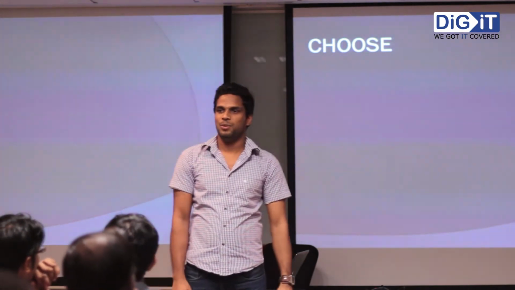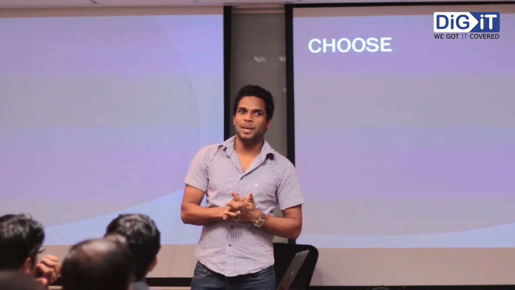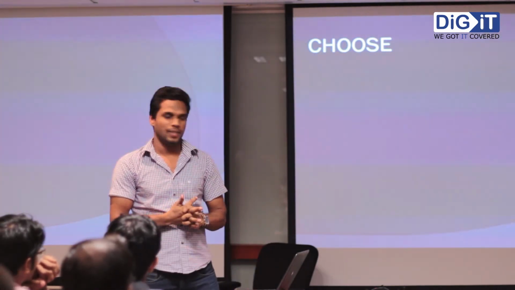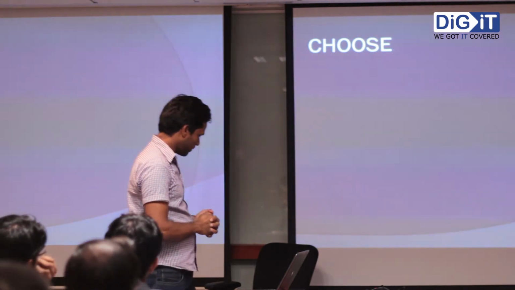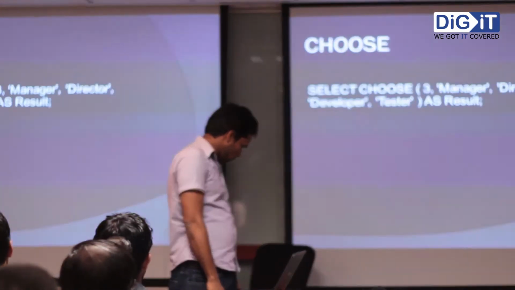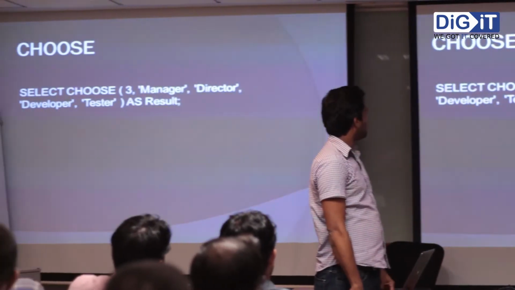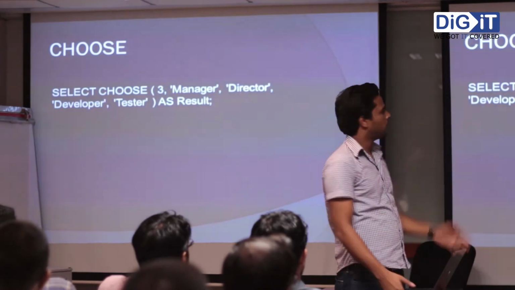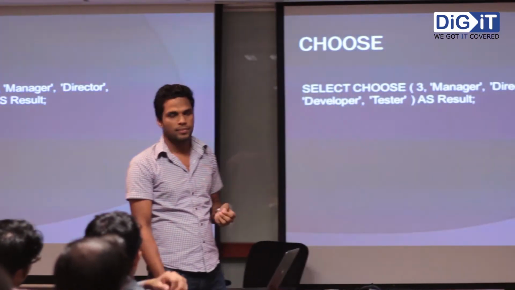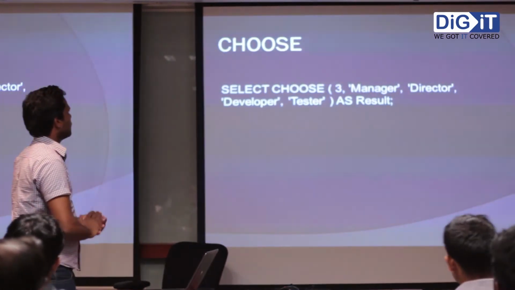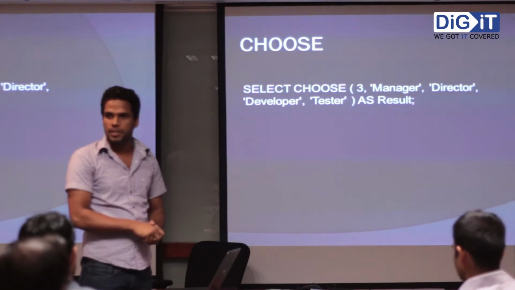Choose. You know what I mean by choose, right? You pick something out of something. So this is again a new keyword, new function. So you can choose something. I have manager, director, developer, tester. It's a kind of array. And the first one says that I want to choose the third one. Right? So it will pick developer as the service.